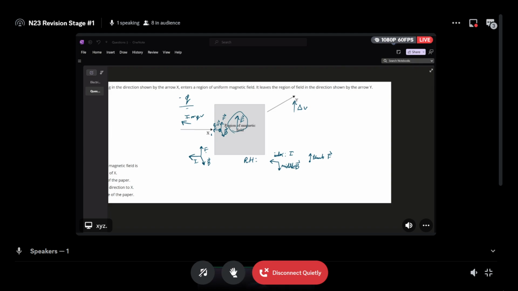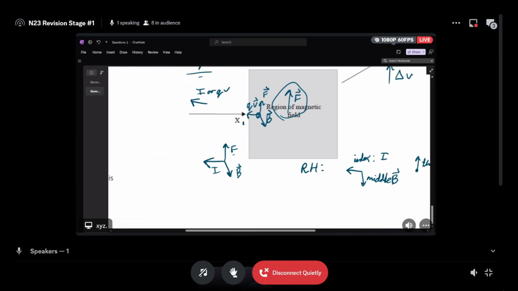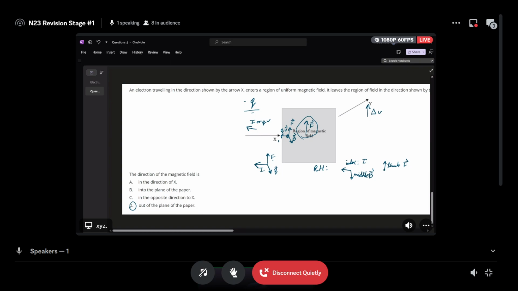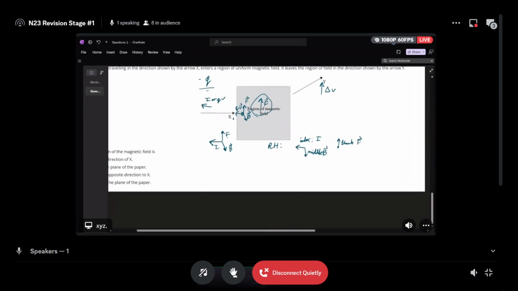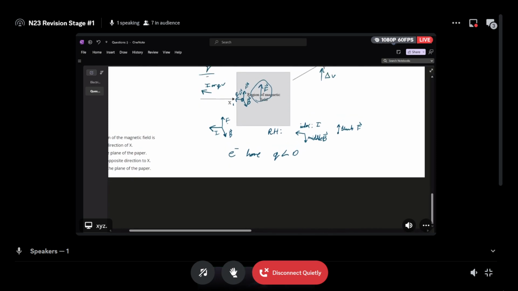Oh, the direction of current. Well, we're not looking at current here. We're looking at QV, and QV has the same direction as current. So we know that QV. Electrons have a charge that's less than zero. It's negative, right?